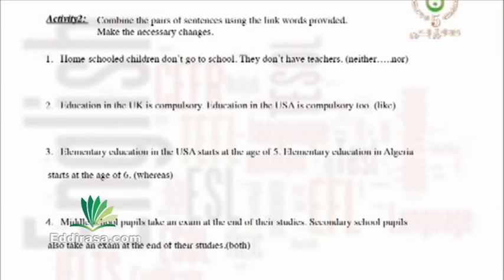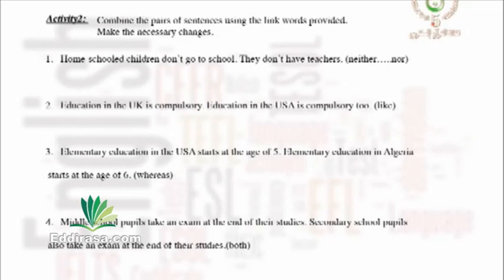Sentence 1. Homeschooled children don't go to school. They don't have teachers. You're going to combine these sentences with neither nor. Pay attention here. The verbs are in the negative. Second sentence, education in the UK is compulsory. Education in the USA is compulsory too, with like.